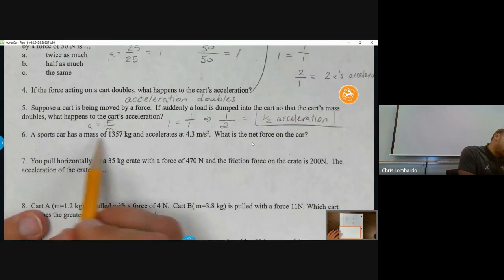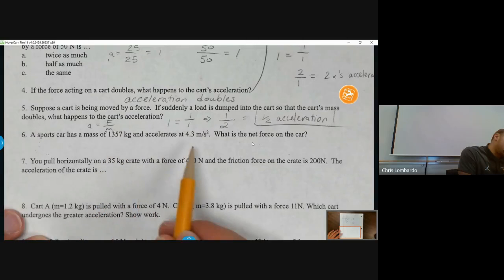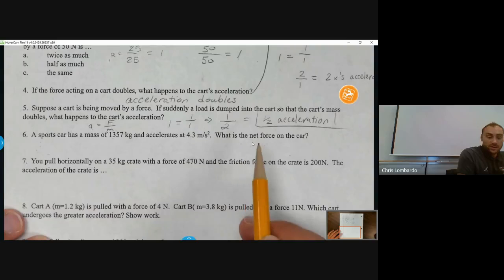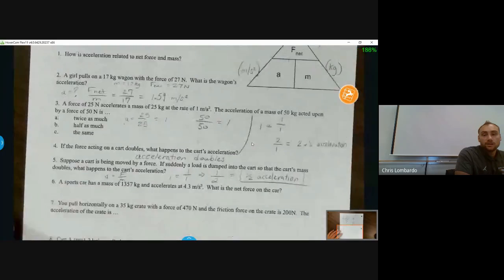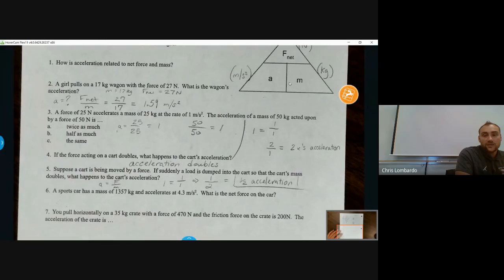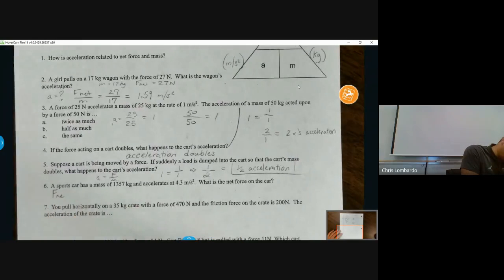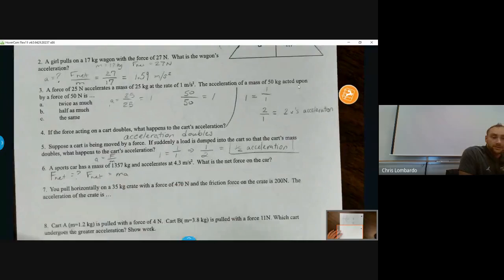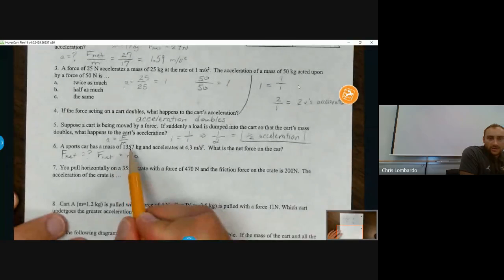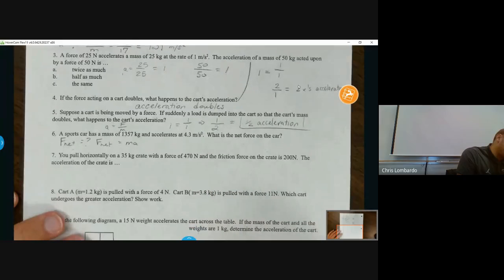Number 6, they say a car has a mass of 1357 kg and accelerates at 4.3 meters per second squared. What is the net force on the car? F net is your equation, and you have your 2 different variables. So I'd write F net is your question mark. The equation for F net is mass times acceleration. You have mass, you have acceleration. You guys can do the math there to figure that out.